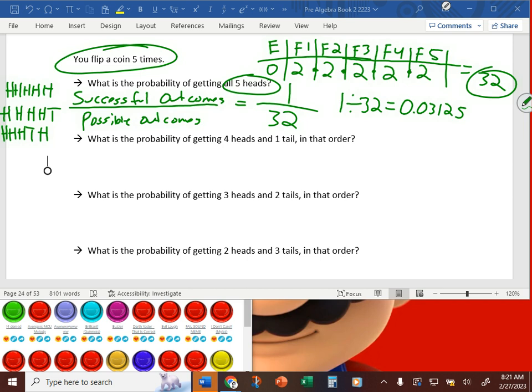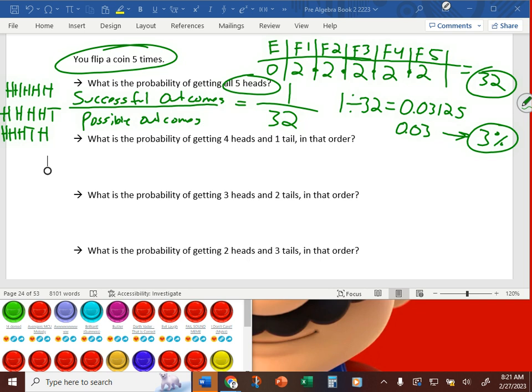to the nearest hundredth, being out of 100, right? So 0.03 is what this would round to, and that is 3%. You have a 3% chance of getting all 5 heads. Is that very likely to happen? Not at all. If you were to do that 100 times, you would be projected to get all 5 heads 3 out of those 100 times.